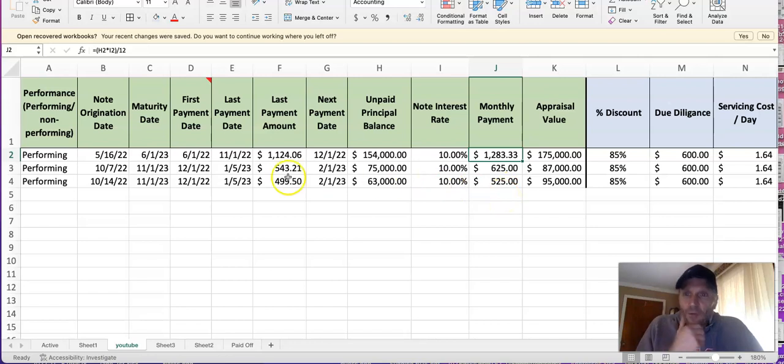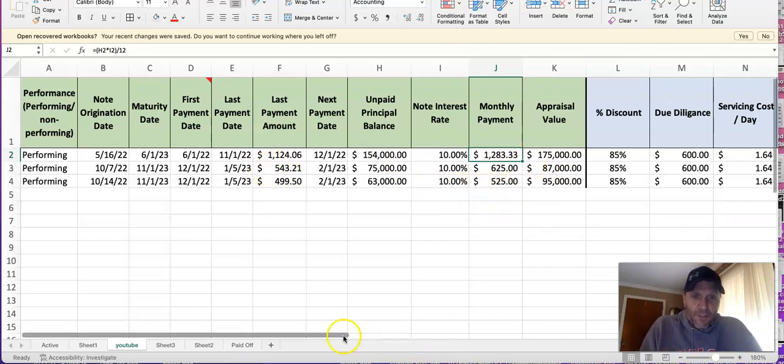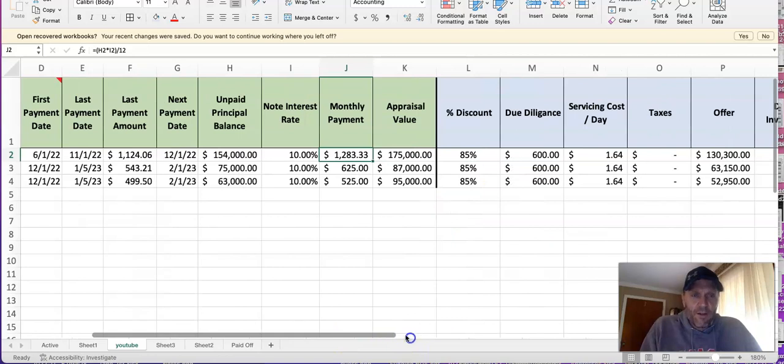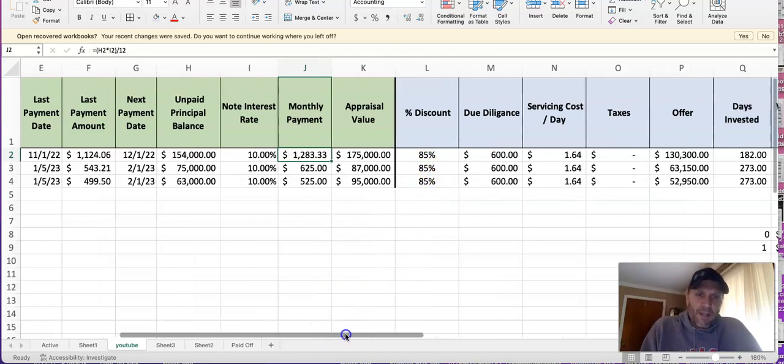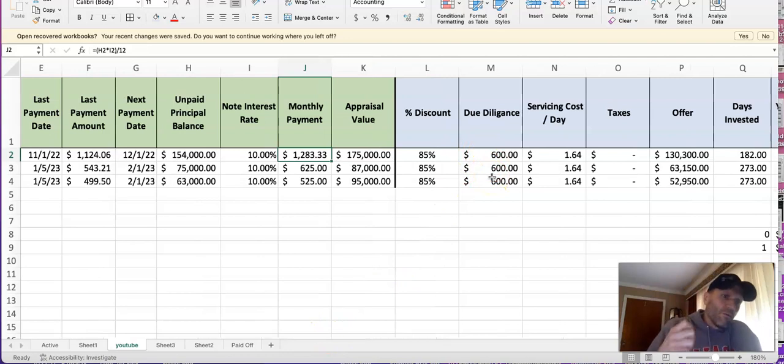This particular seller told me they're interested anywhere between 85 and 90% of the unpaid principal balance. So I started out at 85%, and then I back out my due diligence costs. I'm going to have recording fees, BPOs, and titles, and then my attorney is going to look over the file. I'm just estimating it's roughly about $600. On this particular one, I broke it out per day. I have a servicing cost on performing notes.